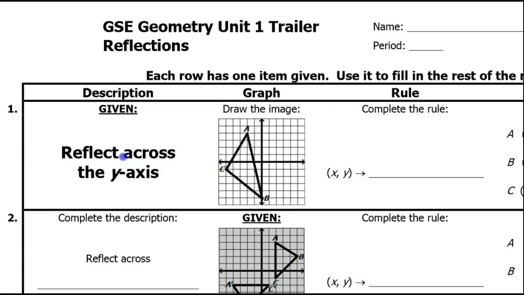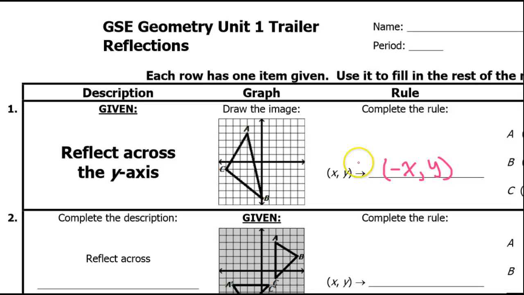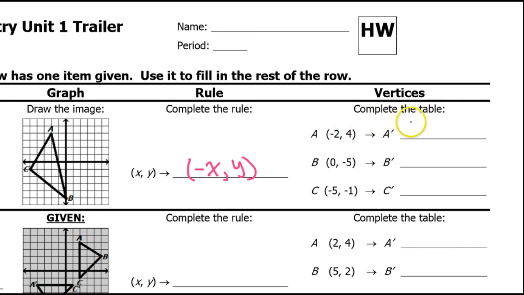For the first problem, we are told to reflect over the y-axis. So that makes me want to jump over to the rule, and we just learned that if we want to reflect over the y-axis, it's going to be the opposite of x, comma y. And again, I'm really just copying that right off of here. Now, I can use the rule to come up with A prime, B prime, and C prime very easily.